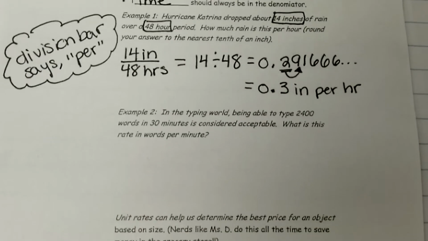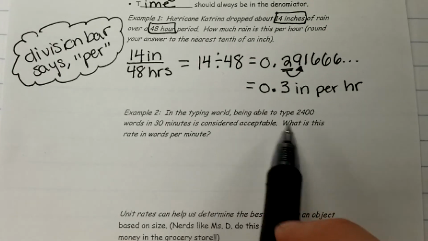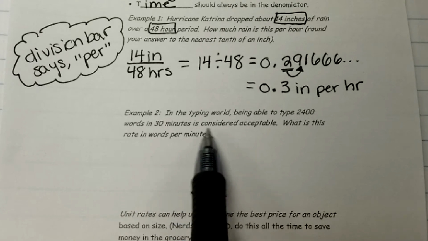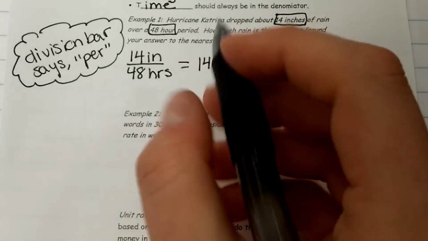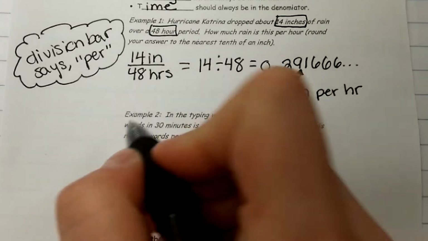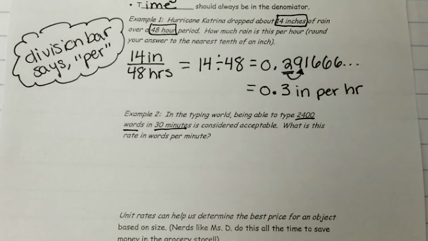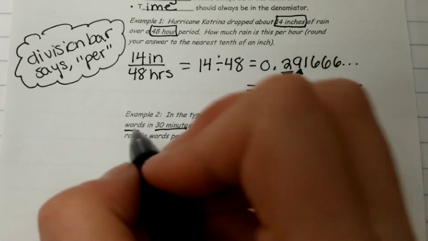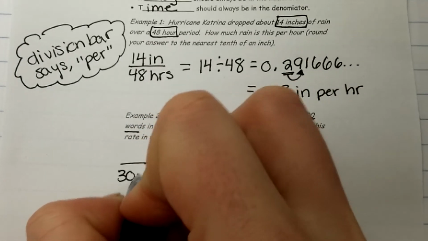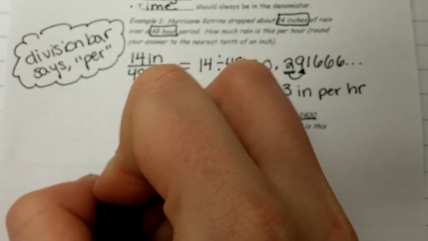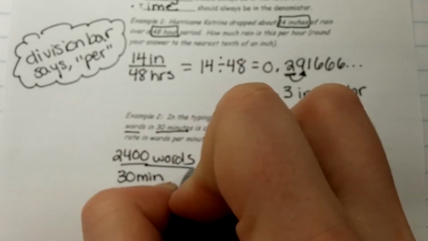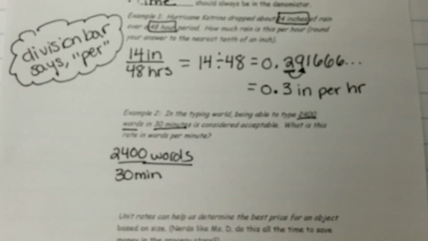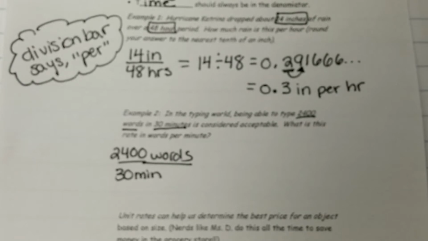Alright, example number 2. In the typing world, being able to type 2,400 words in 30 minutes is considered acceptable. What is this rate in words per minute? So again, we have 2,400 words and we have 30 minutes. Time, always in the denominator, so we're going to put 30 minutes in the denominator and 2,400 words in the numerator. Always a good idea to include your units when you're doing setup. So please make sure that you're including your units there.